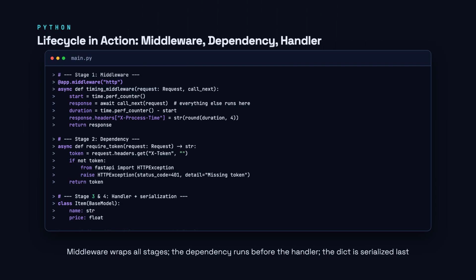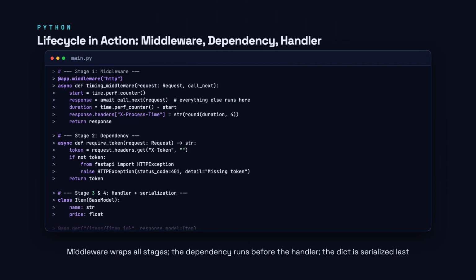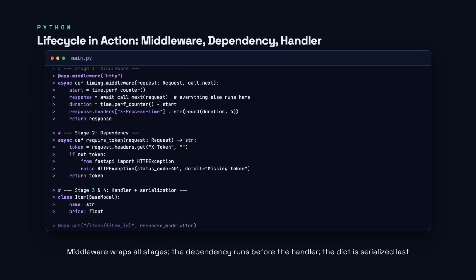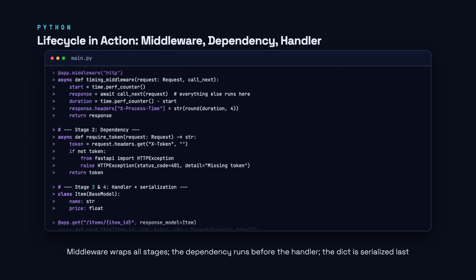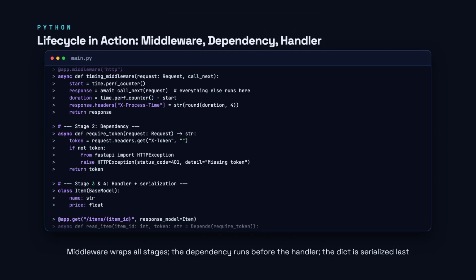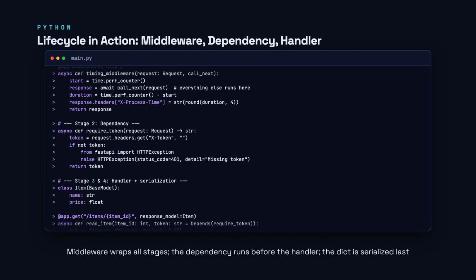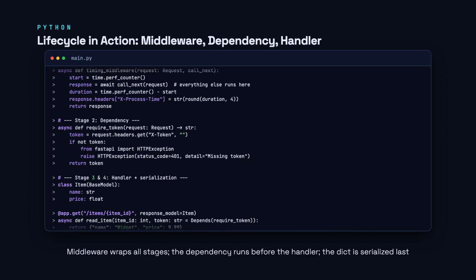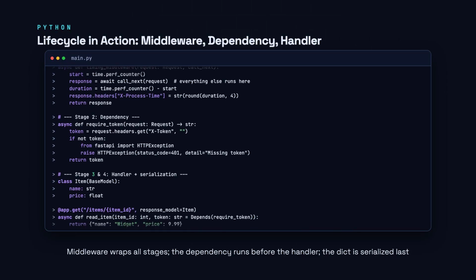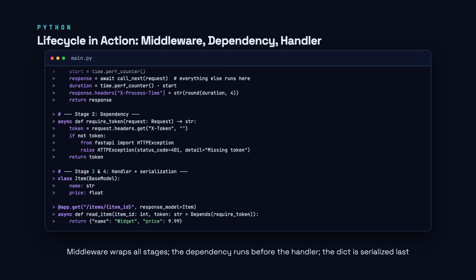Then read_item runs, receiving the resolved token as a plain argument. Finally, FastAPI takes the returned dictionary, validates it against the item model, and serializes it to JSON. Control returns to the middleware, which stamps the elapsed time onto the response header before sending it to the client.